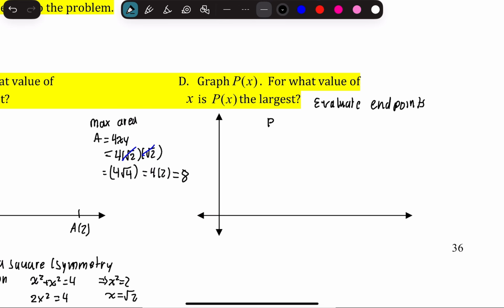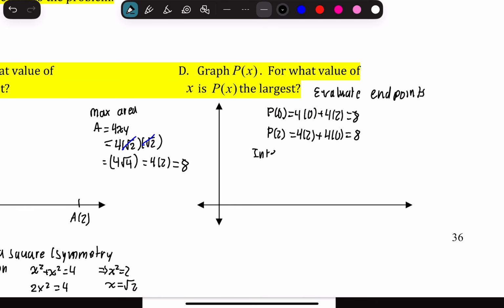So that's going to be when P of 0 is equal to 4 times 0 plus 4 times 2, and that's going to be equal to 8. And P of 2 is going to equal 4 times 2 plus 4 times 0, and that's going to equal 8. Now the interior value, this is going to be the square. So this is going to be at x is equal to the root of 2. So that's going to be P is equal to 4 times the root of 2 plus 4 times the root of 2, which is equal to 8 times the root of 2, which is approximately 11.31.